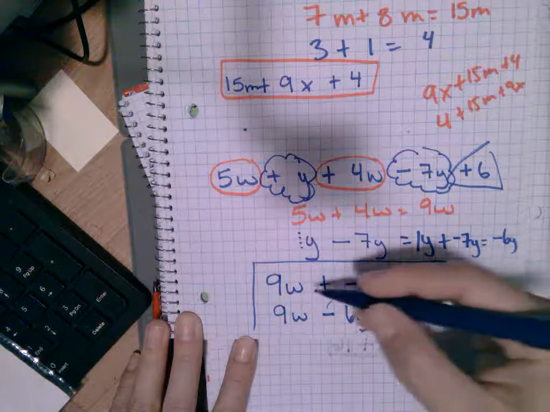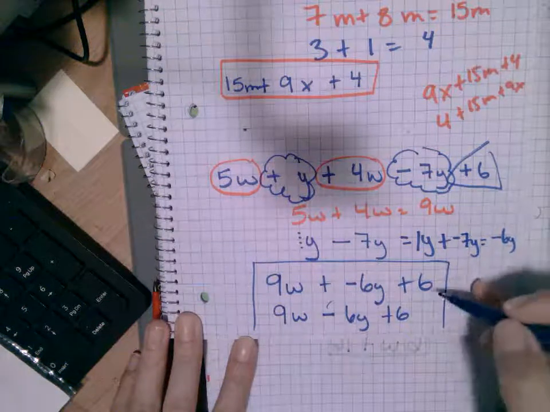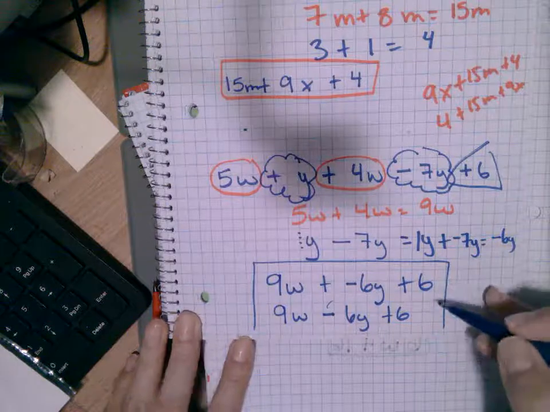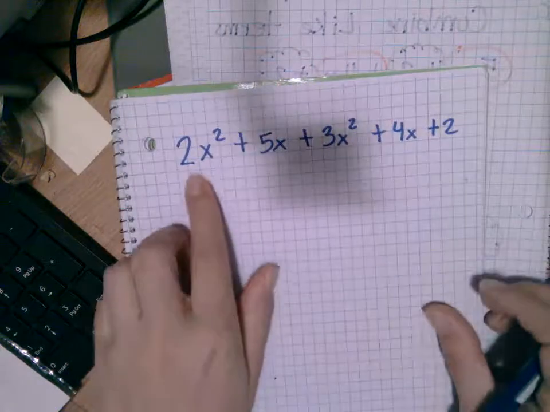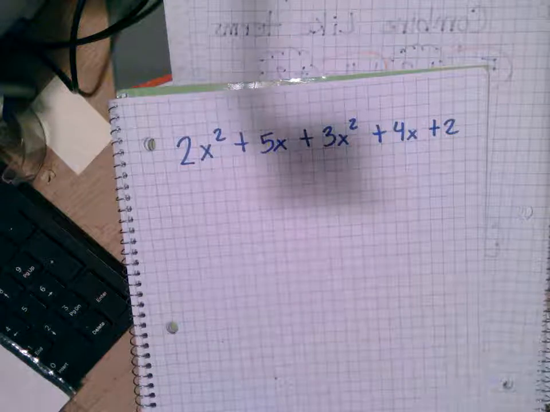Try your very best to put them in alphabetical order. If a number doesn't have a variable, you put it all the way in the back. So the number without the variable always goes in the back. Got it? All right, now let's try this one. Next, 2x squared plus 5x plus 3x squared plus 4x plus 2.